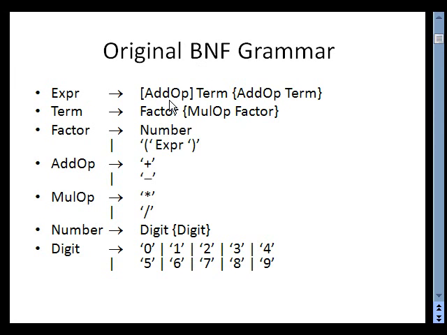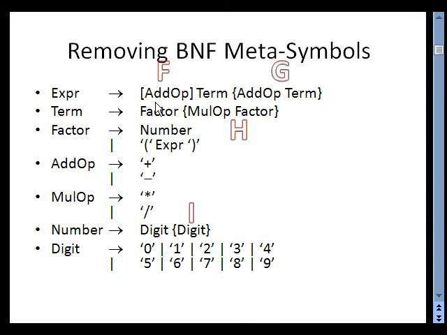It had these little phrases within the rules with meta-symbols around them. These meta-symbols meant 0 or 1, and these curly braces meant 0 or more. And you remember that in order to see if our grammar satisfied the LL1 requirement so that we could write a recursive descent parser, we had to remove the meta-symbols. We replaced this little piece with F, and this with G, and this one with H, and this one with I. And then we analyzed the grammar to see if our look-ahead sets revealed any problems to us.